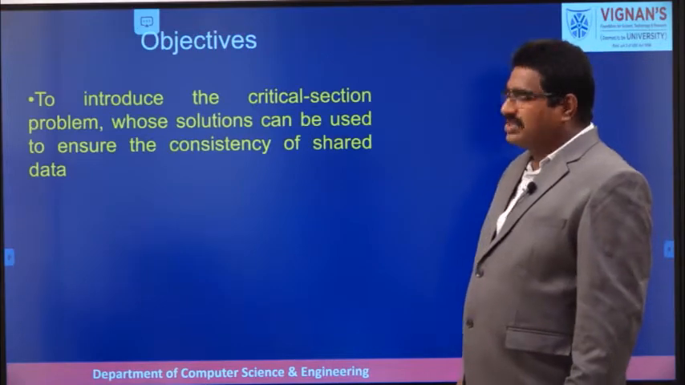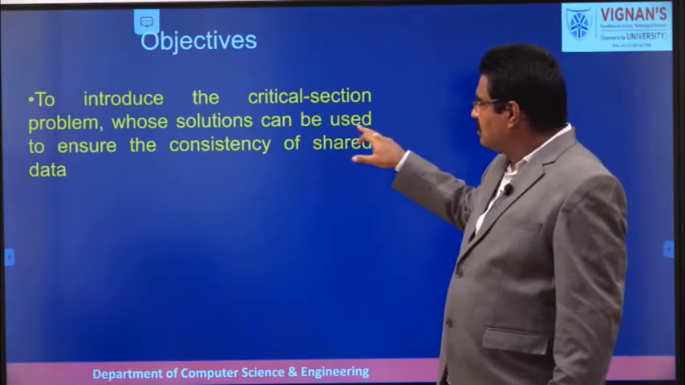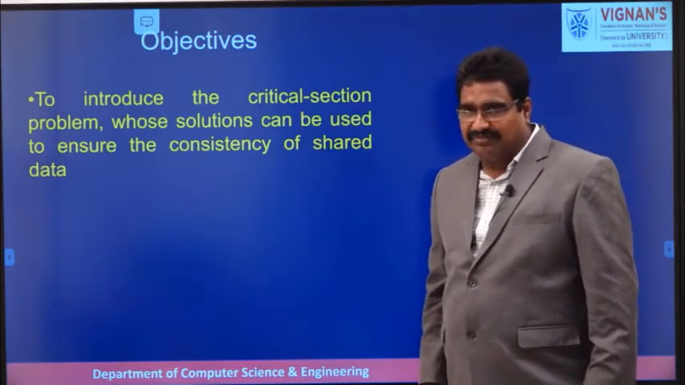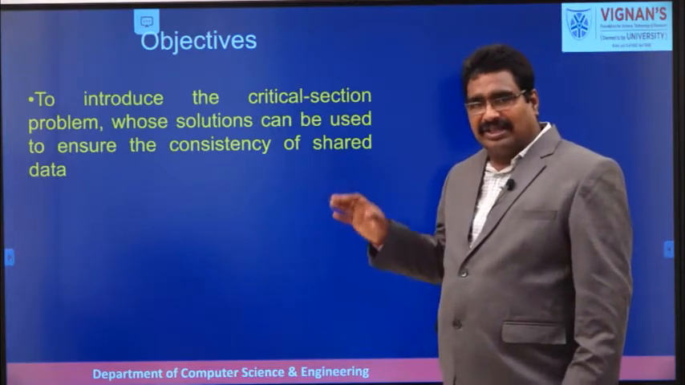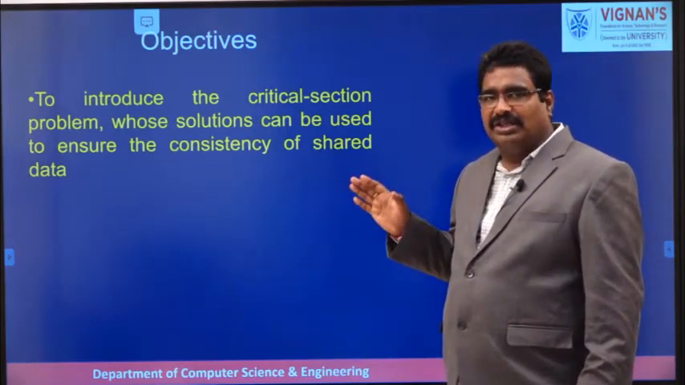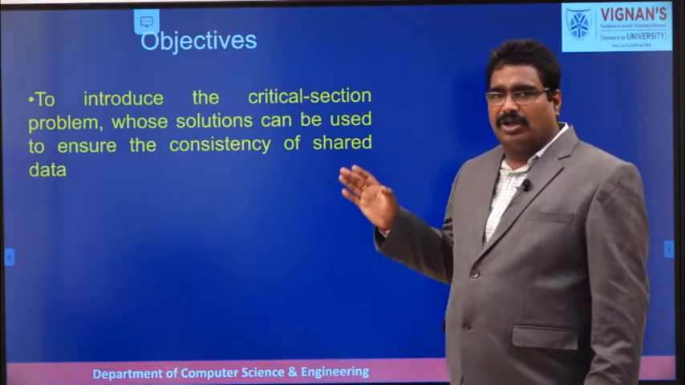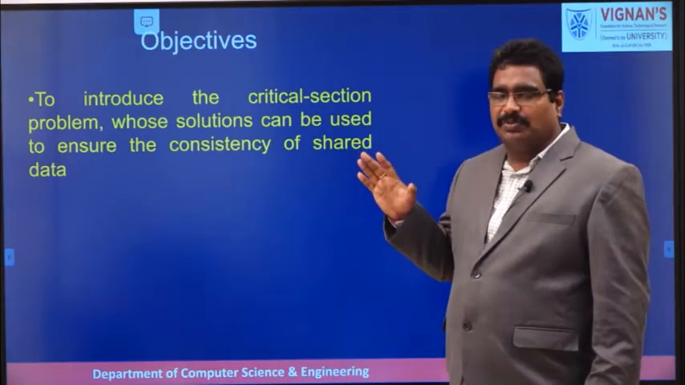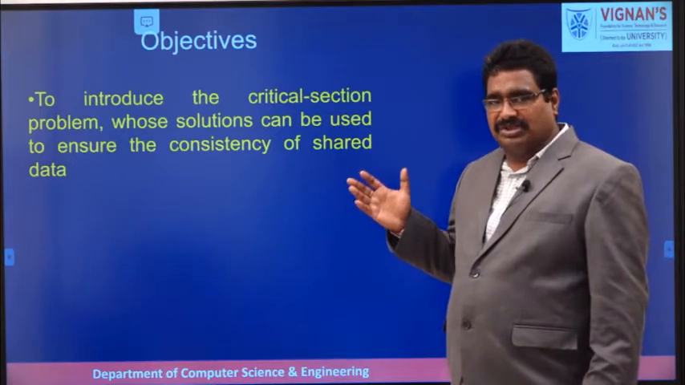The objective of the second unit is to introduce the critical section problem, whose solutions can be used to ensure the consistency of shared data. First we need to understand what a critical section is. We already know that a process is a program under execution. A program consists of a set of statements; some programs may consist of 100 statements, some of 1000 statements.